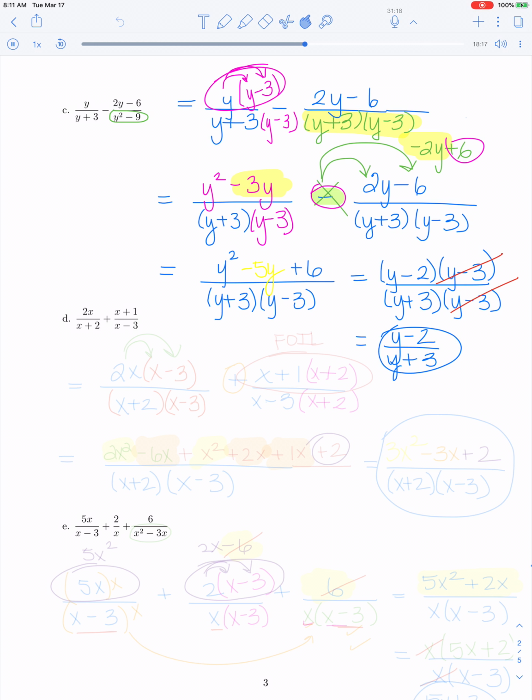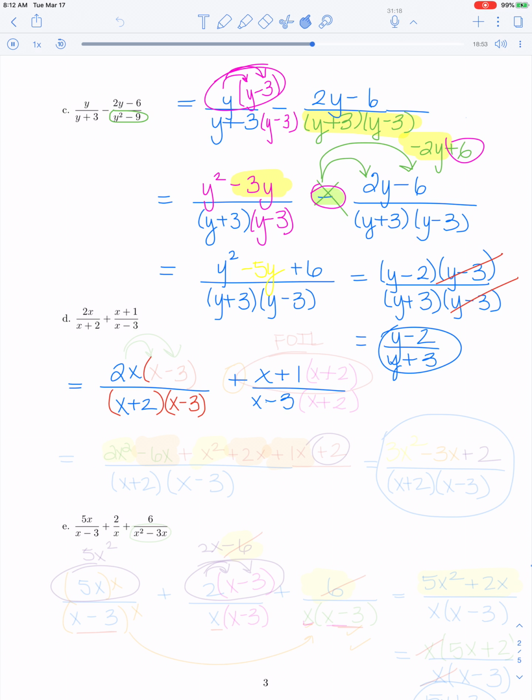Notice on this next one, we have two completely different denominators, an x plus 2 and an x minus 3. So the first fraction has a denominator of x plus 2, and the second one has a denominator of x minus 3. So to get a common denominator, the easiest way to do this would be to include both denominators. So we've already got an x plus 2 on one side. We need to pick up the completely different denominator of x minus 3.